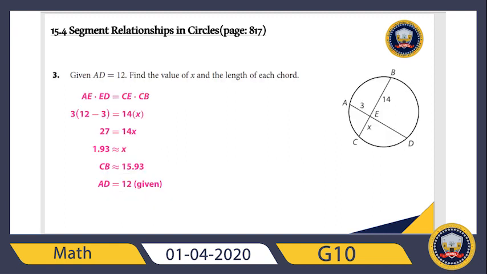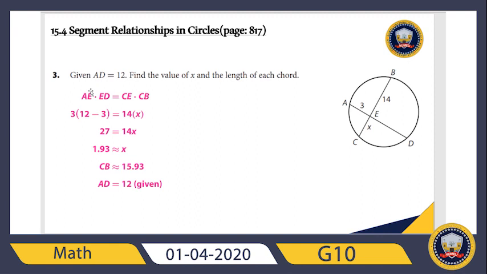Okay, let's take another example. Given AD equals 12, this total length is 12. Find the value of x and the length of each chord. Okay, so let me set up the equation for the chord theorem. We know that AE times ED equals CE times EB.